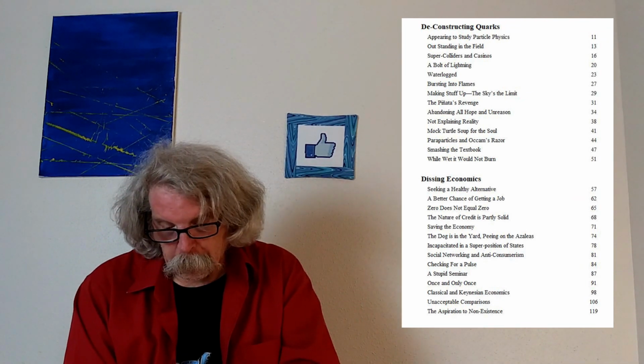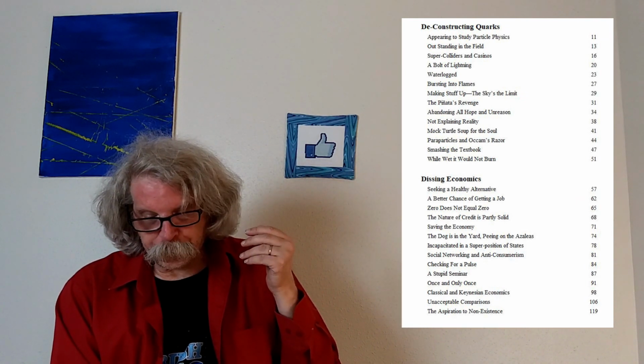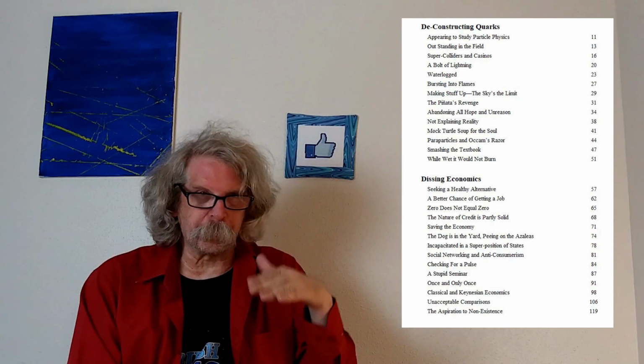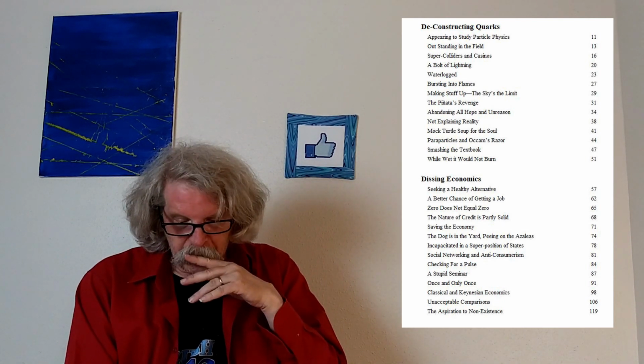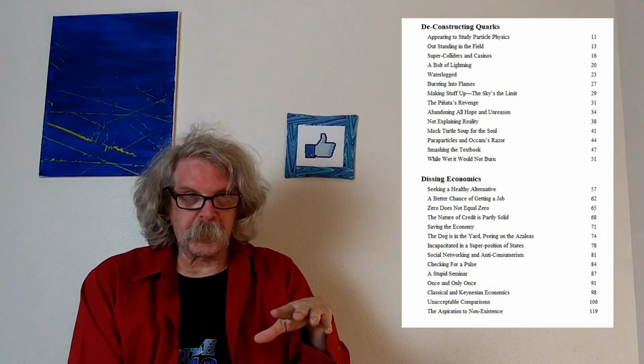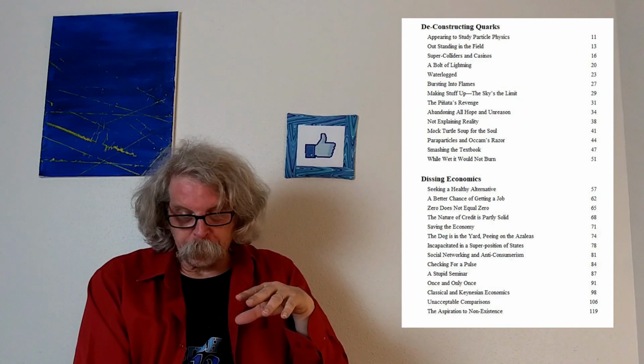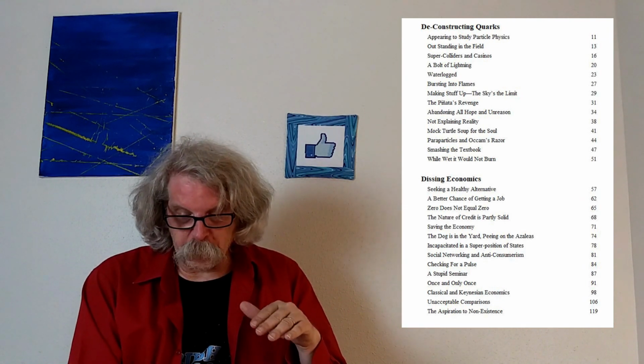But outside of that, I did not modify the text for publication in the novel because this is the thing that represents the novel. Dissing Economics, at the beginning of the first chapter, Seeking a Healthy Alternative, I added a large transitional passage to go from Deconstructing Quarks into the economics segment. But beyond that, I did not modify the text from the original posting.